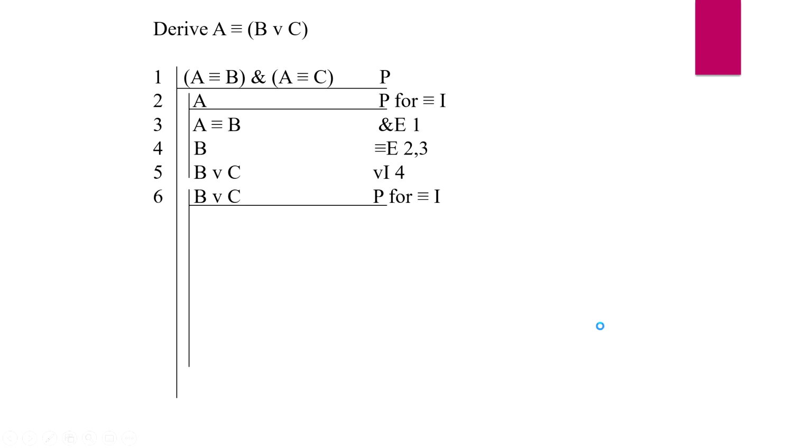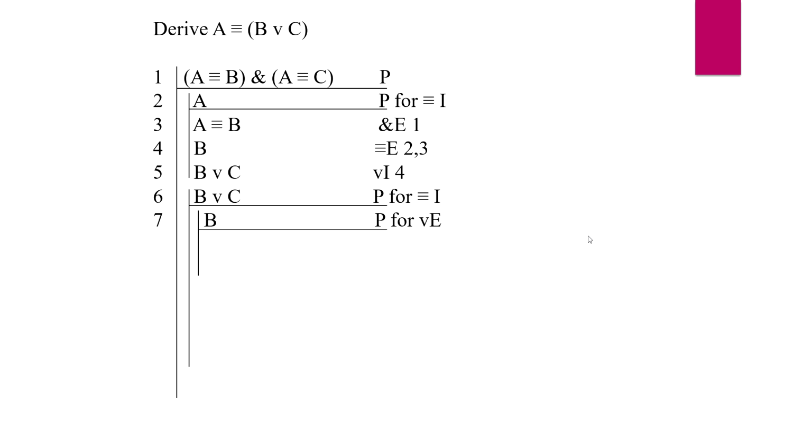We need a new separate subderivation assuming B or C, and now we need to get A on this scope line. So how can we get A from the disjunction B or C? I'm going to do it by using disjunction elimination. Remember, this rule also requires two subderivations, one with each disjunct as the assumption. On line 7, we're going to start another subderivation by assuming B.